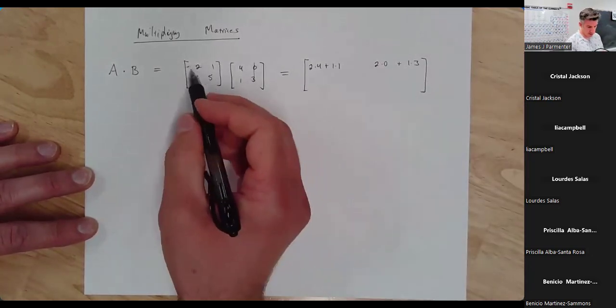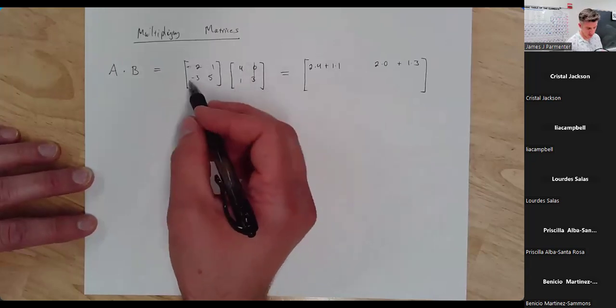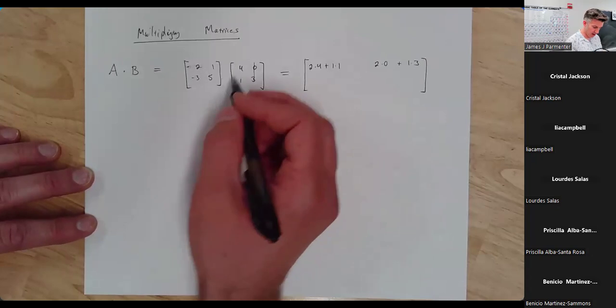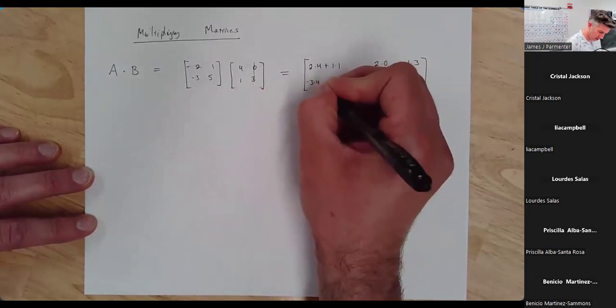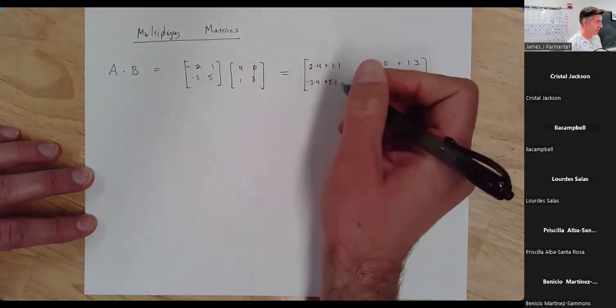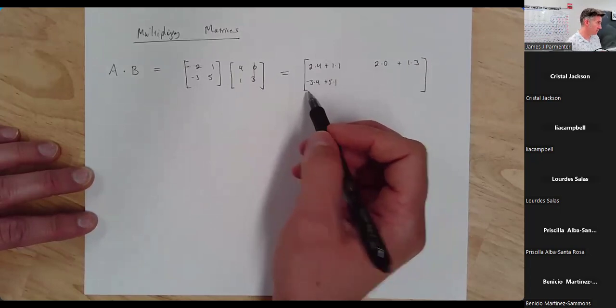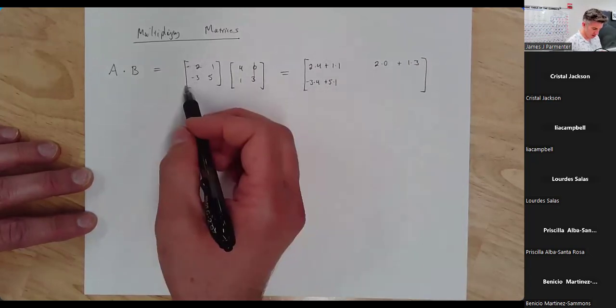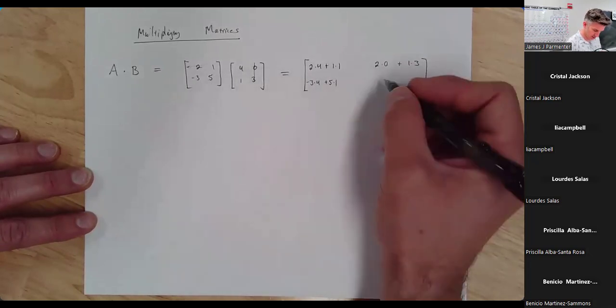Now I've done everything I can with the first row of A and the columns of B, so now I move down to the second row of A. Now it's the second row of A dotted with the first column of B. That's going to be negative 3 times 4 plus 5 times 1. And no surprise, that's going to end up in the second row and first column of my result. Finally, the second row, second column, negative 3 times 0 plus 5 times 3.